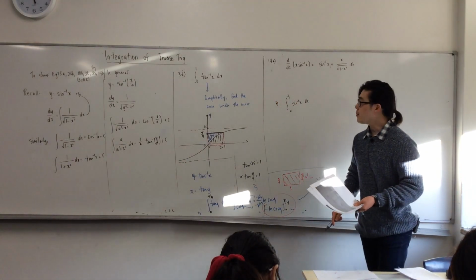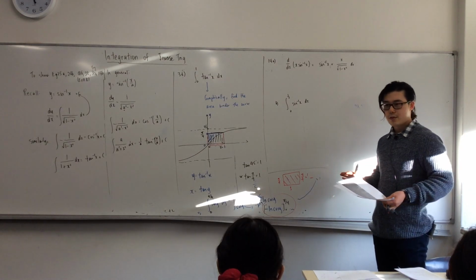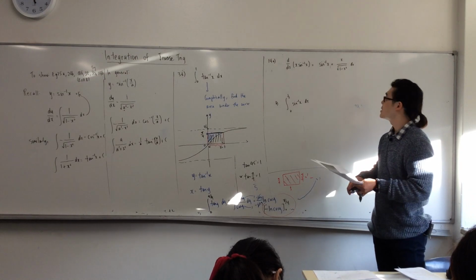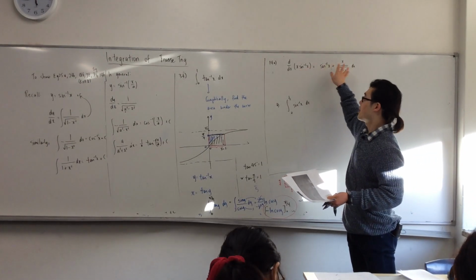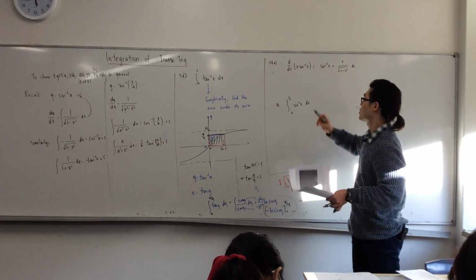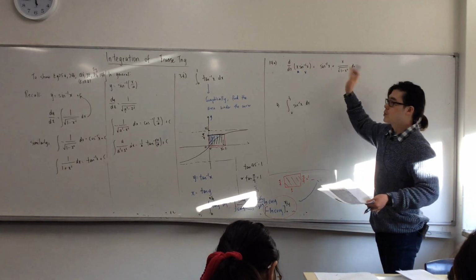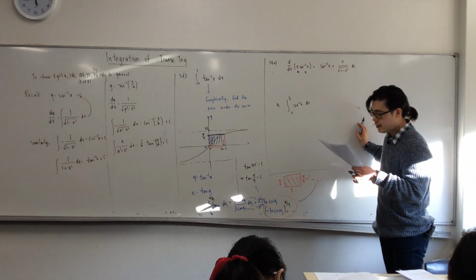All right, now next question. Are we ready? Am I going too fast? 14? 14, I'm not going to go through. It's something you should be able to do. They want you to show that if you differentiate that, you get that. That's just product rule. I'm just going to give you a start, but I'll leave it at that. Use product rule, you'll get that. That's not hard.